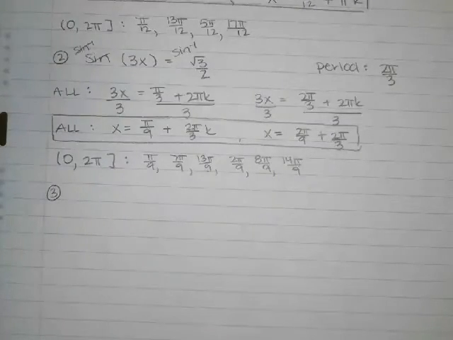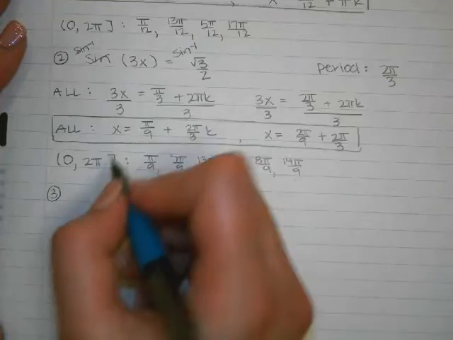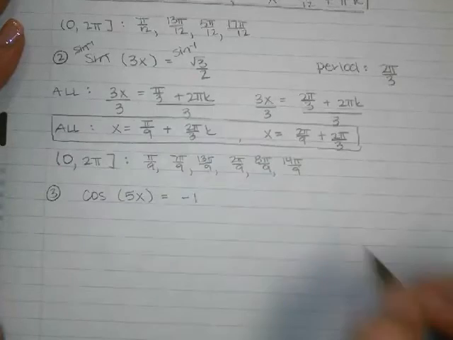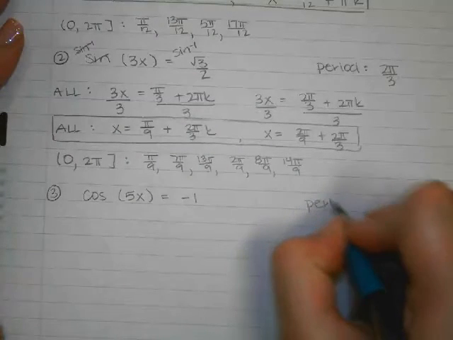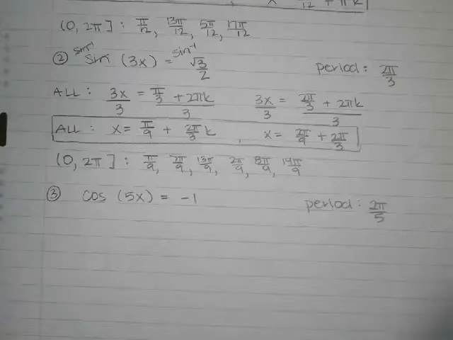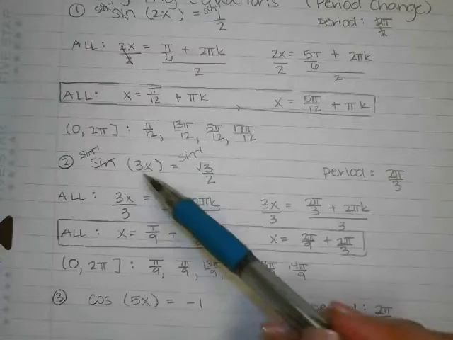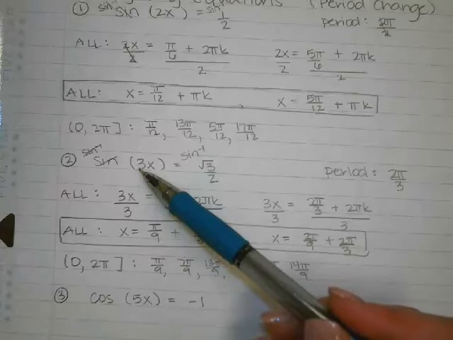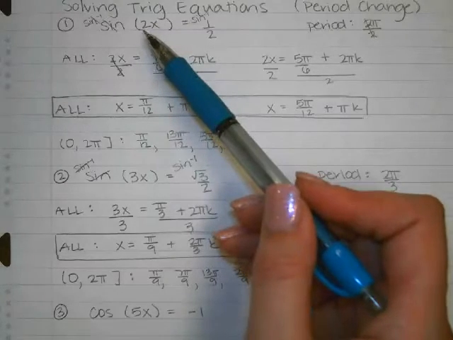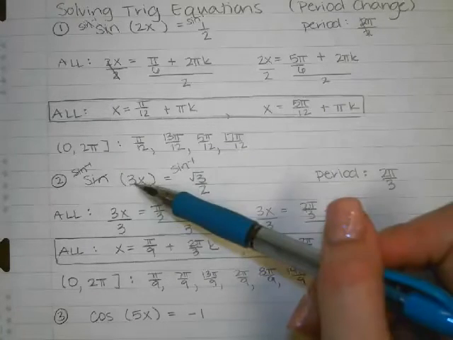Okay, so let's try one with cos. So I'm going to say cos of 5x equals negative 1. And so the period of the graph is going to be 2 pi divided by 5, so 2 fifths. Now here you'll kind of notice that this is saying we took the unit circle, we divided it in 3, and then all 3 of those sections had answers. We took the unit circle, we divided it in 2, and so each of the 2 sections had 2 answers.